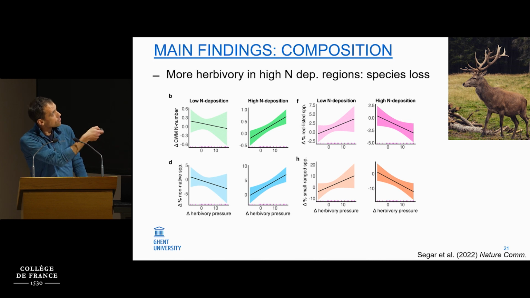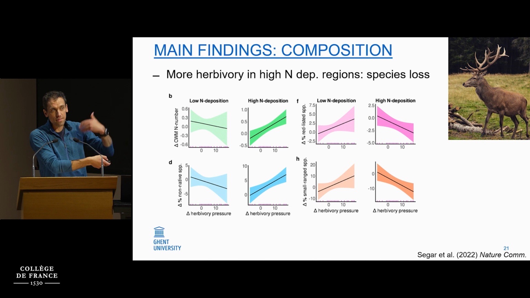Whereas this pattern is entirely reversed in regions with low nitrogen deposition. And then you see that herbivores and higher deer densities can even be positive. Because of this higher light availability, they actually make niches, they provide opportunities with higher light patches for small-range species and for red-listed species.